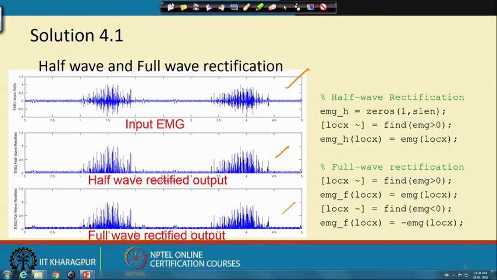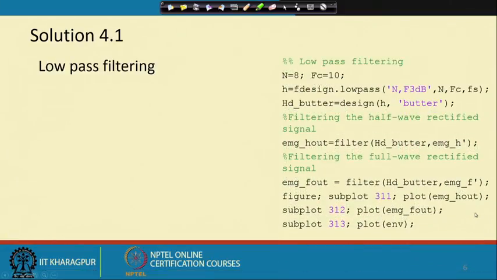We can't actually see much difference from this plot. Though there would be some difference, as the operations are different, it is not apparently visible in the plot. So we go to the next step, that is the low pass filtering. What is the purpose of this low pass filtering?